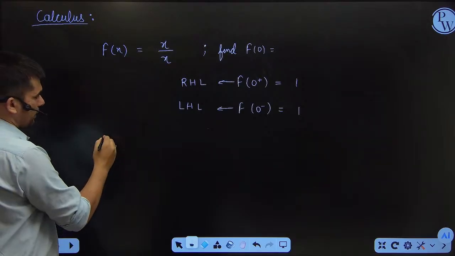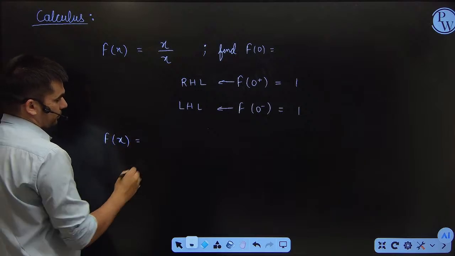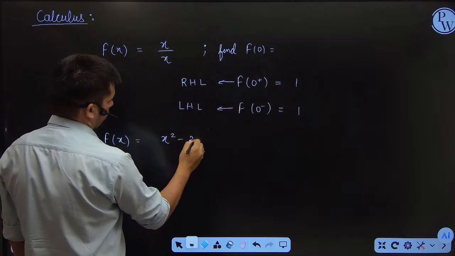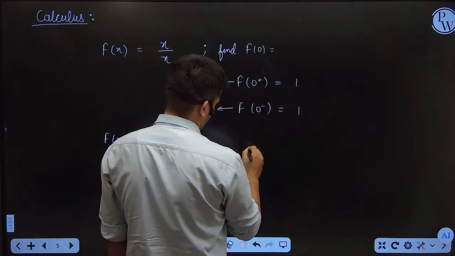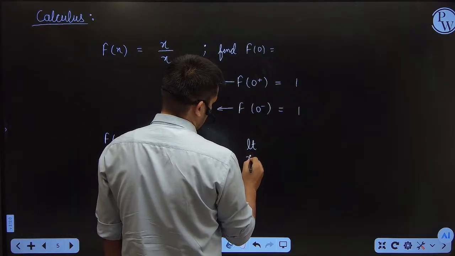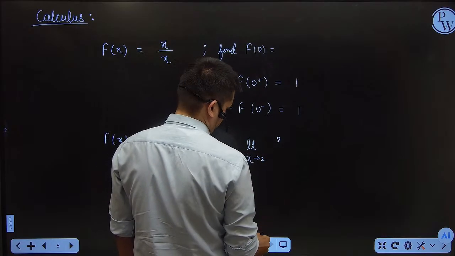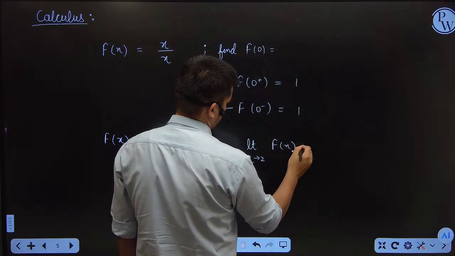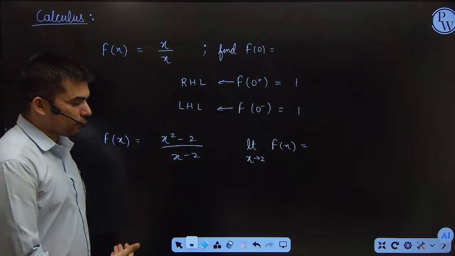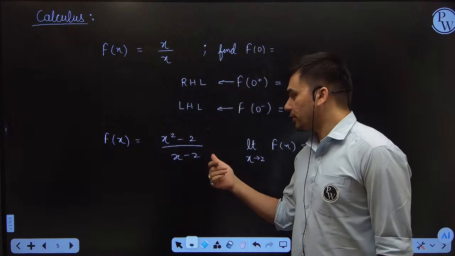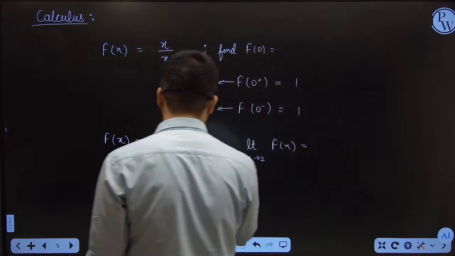Similarly, I can define a function like this. Suppose f of x is equal to x square minus 4 divided by x minus 2, and I want you to calculate limit x tending to 2 of f of x. What will be the value of this function? What will be f of 2 first? Again, that will be an undefined quantity. Sorry, x square minus 4 I should be writing over here.